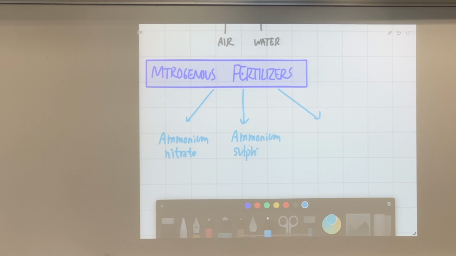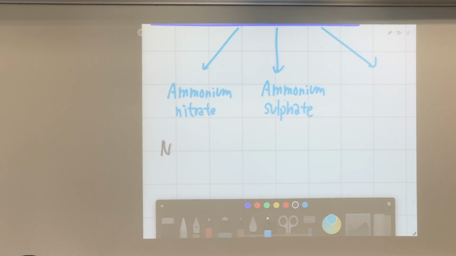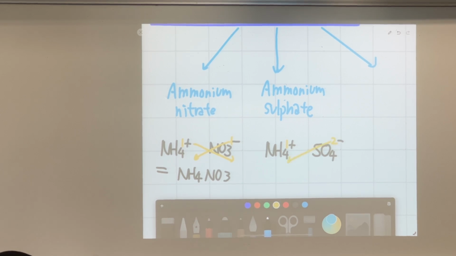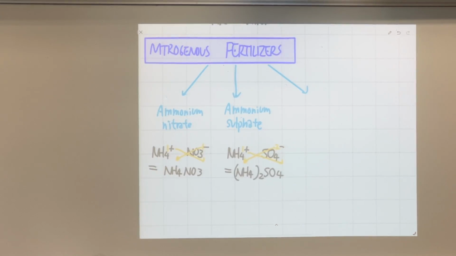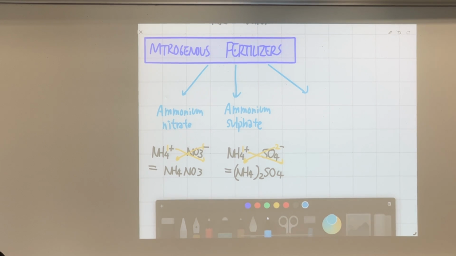So write this down first. Ammonium is NH4+. Nitrate is NO3-. When you do the crisscross rule, you get ammonium nitrate, NH4NO3. The ammonium ion continues to be NH4+, but sulfate is how many minus? 2 minus. So when you do the crisscross rule, you get NH4 in brackets, which must be there, (NH4)2SO4. The last of all the common nitrogenous fertilizers is urea.